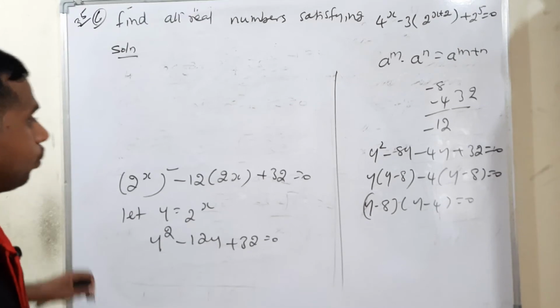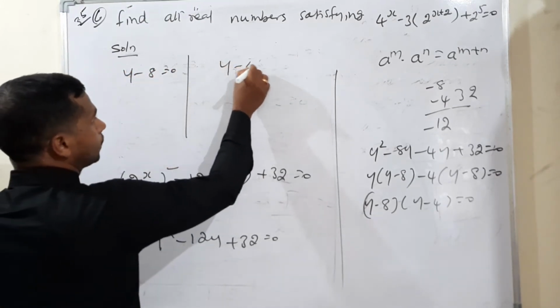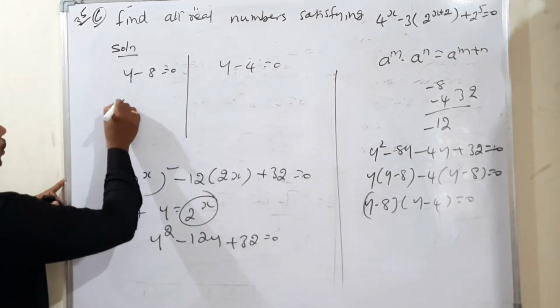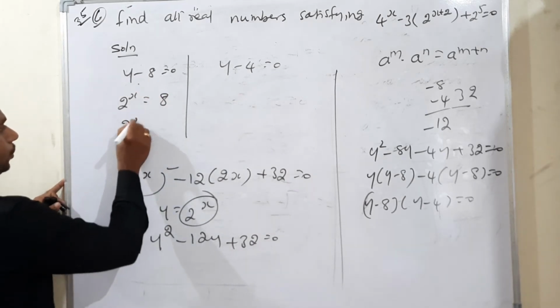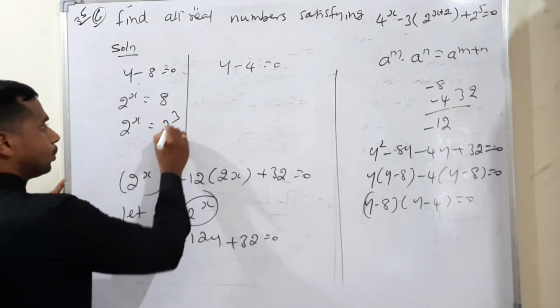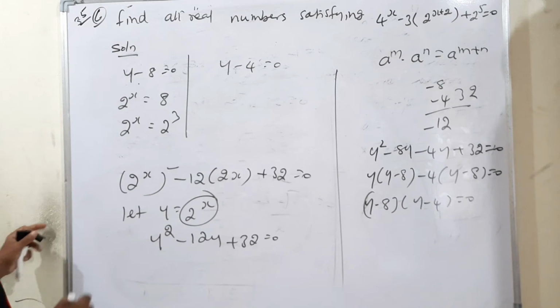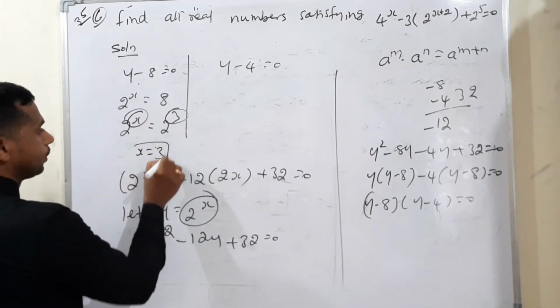So first condition y minus 8, second condition y minus 4 is equal to 0. Already consider y is equal to 2 to the power x. So 2 to the power x means minus 8, bring out opposite sign, means positive 8. So instead of 8, the cube of 2. What is the meaning of 2 cube? 2 into 2 into 2 means 8 will come. Therefore, x is equal to, what is the answer? First one, x is equal to 3.